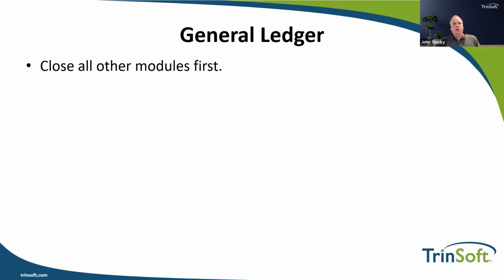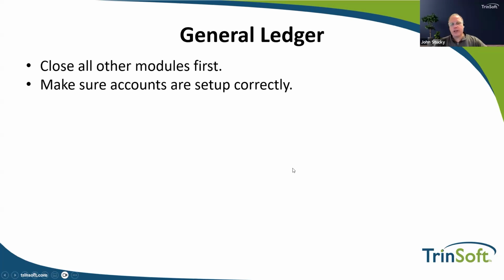Okay, once we've finished the modules, we're ready to close the general ledger. This sounds more tedious than it is, right? These steps are actually pretty straightforward and can be done in a fairly short amount of time. As we have said several times today, be sure that you close all other modules first. Get those done. Once that's done, the next step: check those account types.